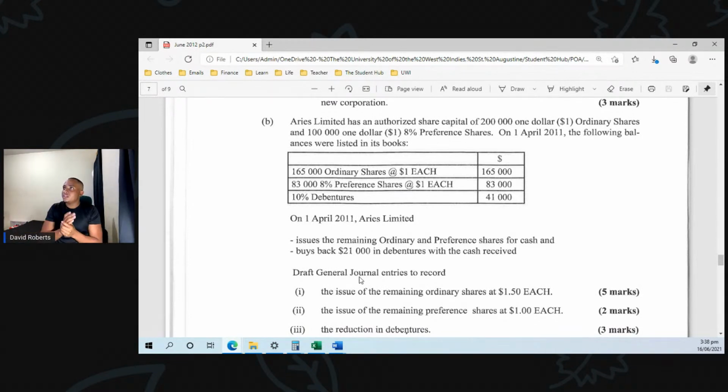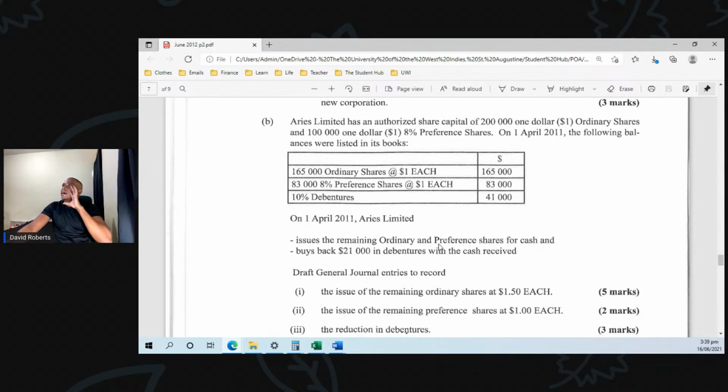Okay, so with this, we're going to need to draft the general journal entries to record the first issue of the remaining ordinary shares at $1.50. So you see there's a difference between the issuing price of $1.50 and the $1 that was authorized. And what does that mean? Well, stick with the video and we'll be able to understand, right? So make sure you listen. Part 2, we must issue the remaining preference shares at $1 each. And finally, we need to show the reduction in the debentures.